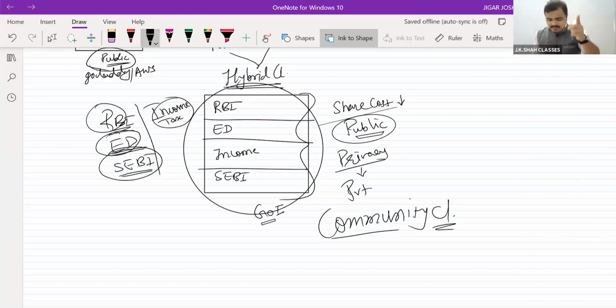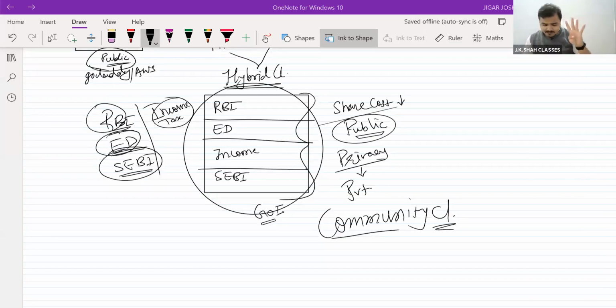Are you conceptually clear? 100%. So tell me, how many types of cloud do we have? Sir, four. Number one, private. Number two, public. Number three, hybrid. Number four, community. One more time with full energy. Entire class, how many types of cloud do we have? Four. Number one, private. Number two, public. Number three, hybrid.